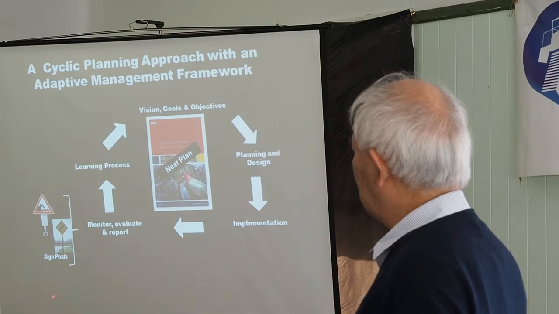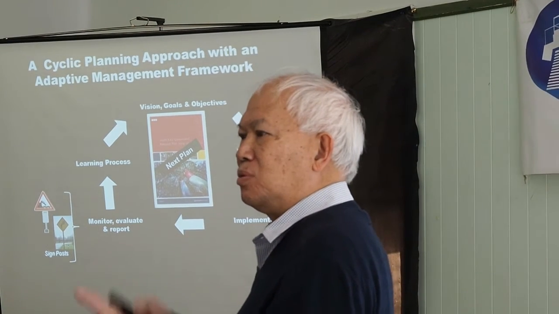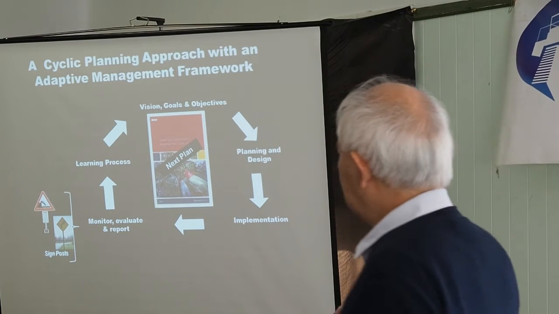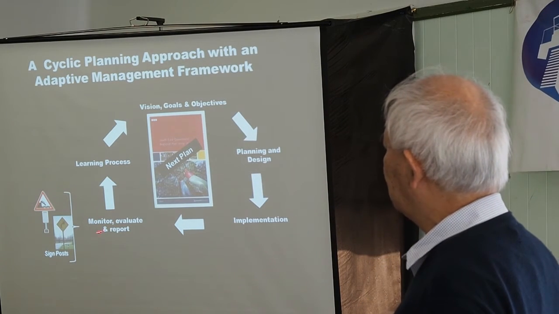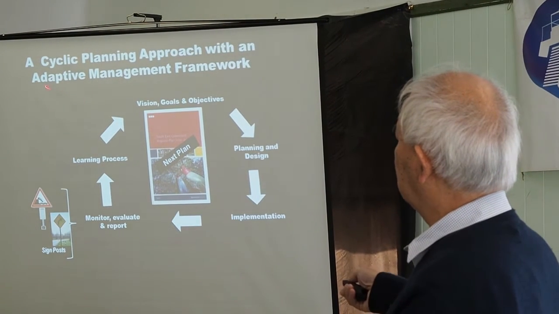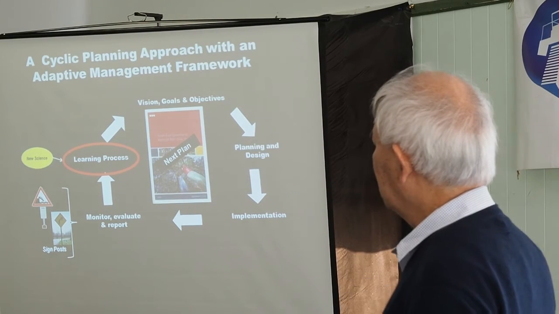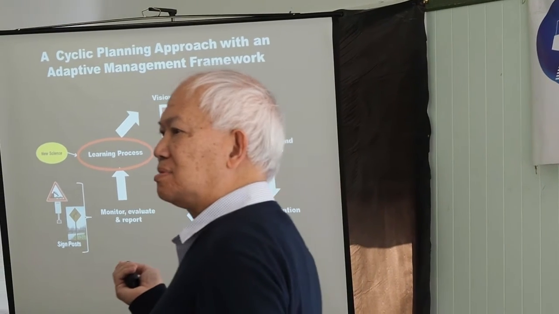And there's also other signposts which says, hey, here's an opportunity. If we change direction, we can avail ourselves of that opportunity. So they're the sorts of issues that should be monitored, evaluated and reported. But then the major part of this, what we call adaptive management framework, is the learning process. That one up there. This is where we introduce new science.